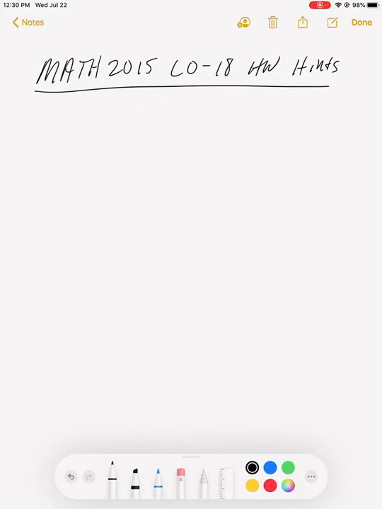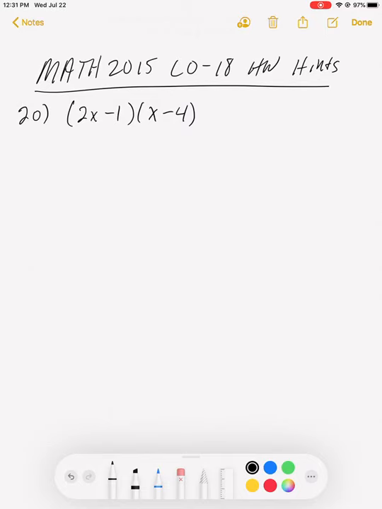Okay, class, for this video, Math 2015, Learning Outcome 18, Homework Hints, I'm going to demonstrate number 20 in three ways. The problem is 2x minus 1 times x minus 4. The quantity 2x minus 1 times the quantity x minus 4. I'm going to demonstrate that with algebra tiles, with open box method, and with partial products method, in a drawing format, so that you can do this with your homework.